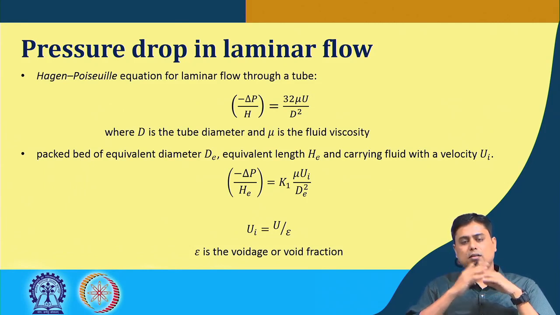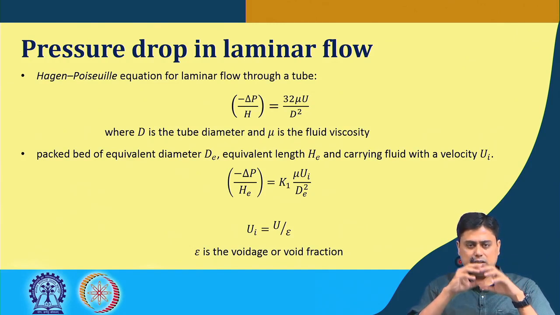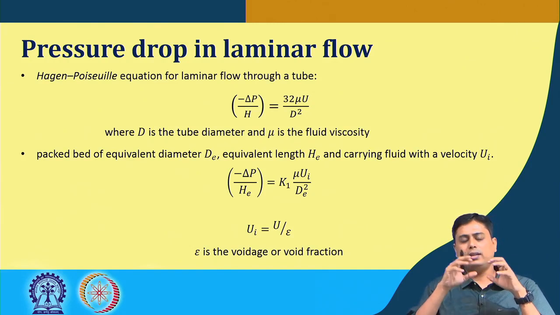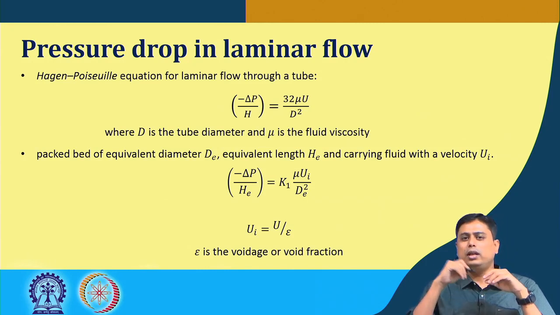This voidage, again let me define that: it is the empty space in the bed divided by the total volume of the bed. It is a dimensionless number. It quantifies how much space is available for the flow. When we divide the superficial velocity by this value, we get the interstitial or local velocity. Quite naturally, this local velocity is always higher than the superficial velocity.